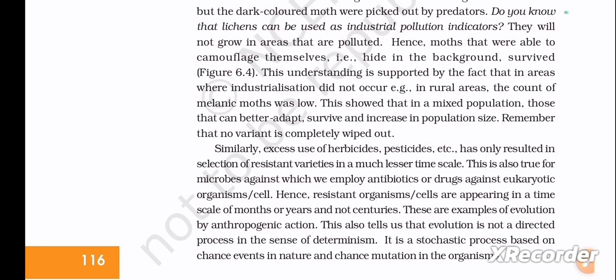Remember that no variant is completely wiped out. Similarly, excess use of herbicides, pesticides, etc. has only resulted in selection of resistant varieties in a much lesser time scale. This is also true for microbes against which we employ antibiotics, or drugs against eukaryotic organisms or cells. Hence, resistant organisms or cells are appearing in a time scale of months or years and not centuries. These are examples of evolution by anthropogenic action.